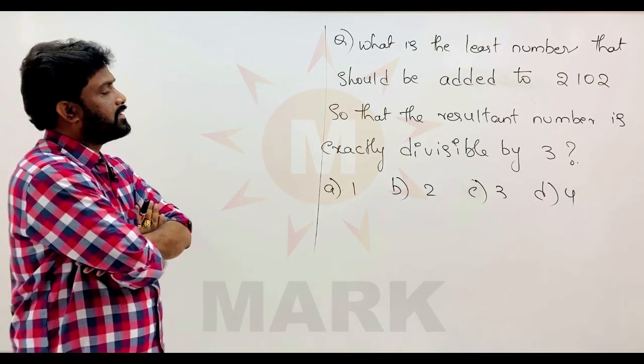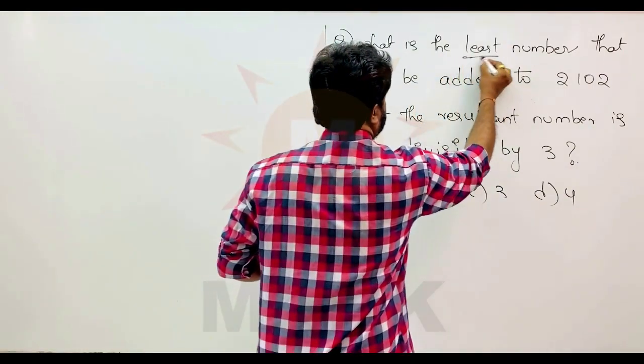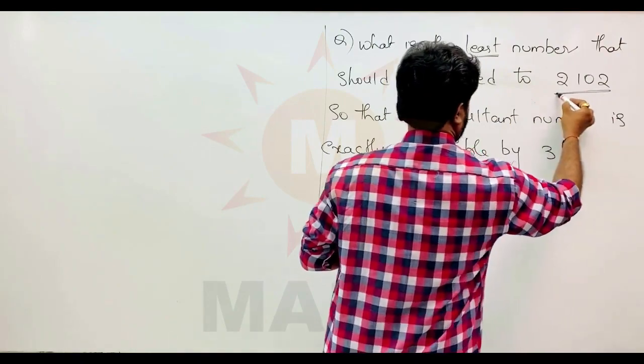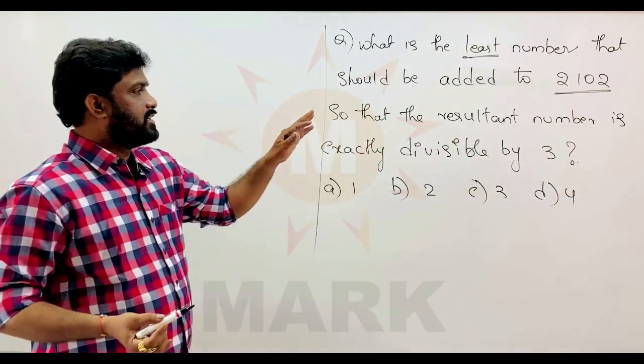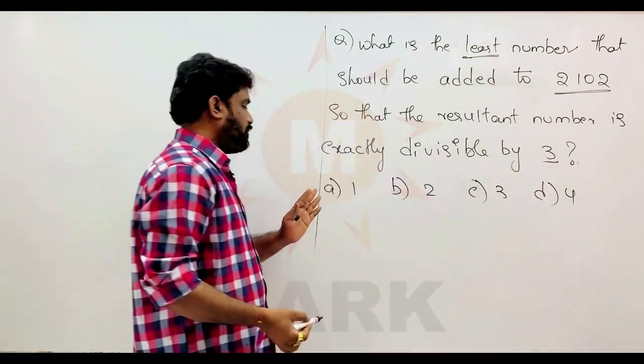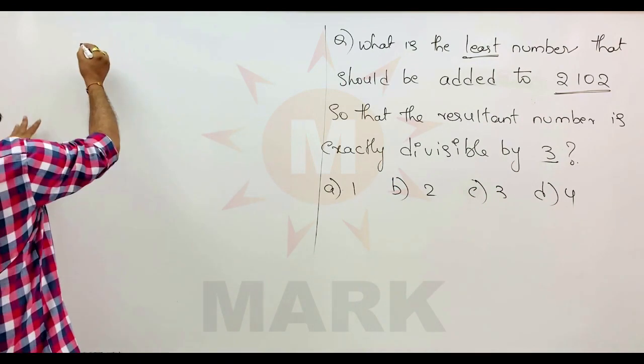The question is something like this. What is the least number that should be added to 2102 so that the resultant number is exactly divisible by 3? There are four options given to you: 1, 2, 3, 4. Let us see which is the correct answer.